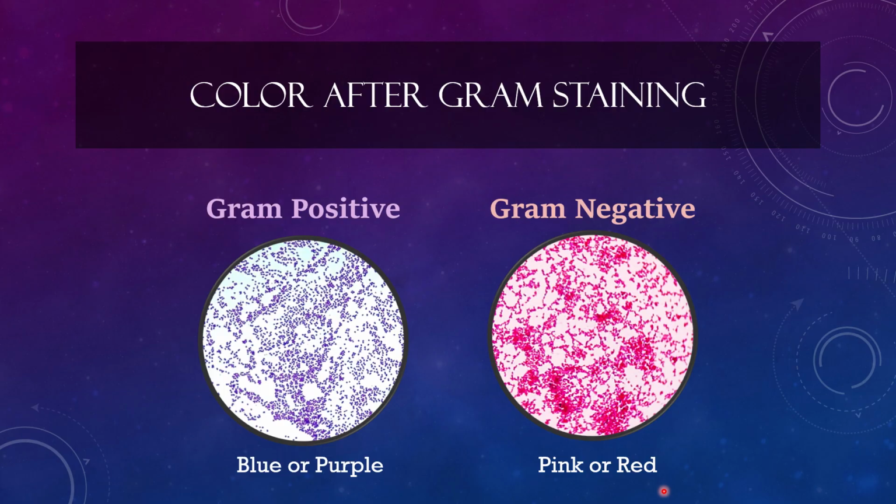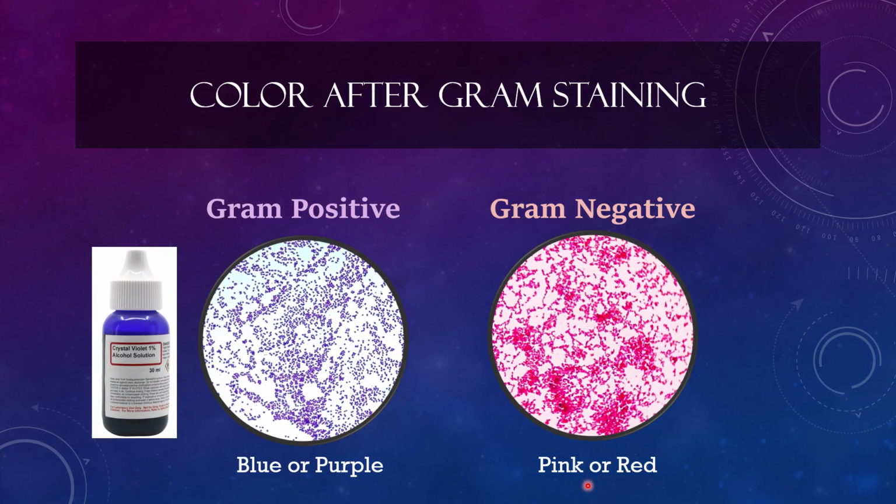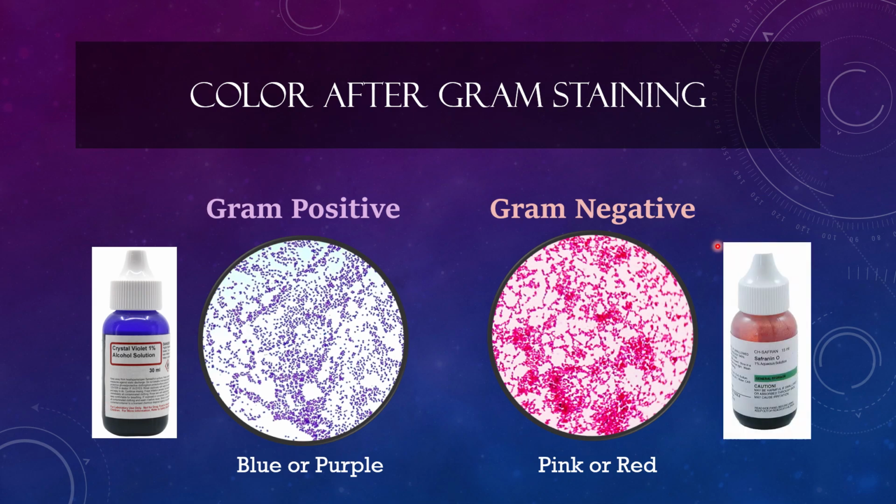Now we can relate this back to our gram staining, as the blue or purple comes from the primary stain that we used, crystal violet, while the pinkish red comes from the secondary stain that we used, safranin. Now why does this happen?